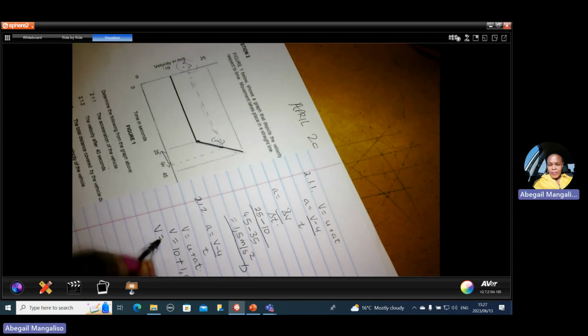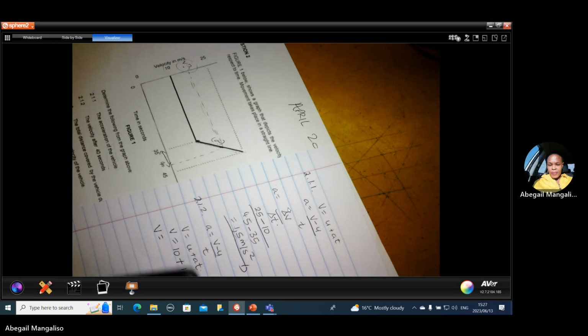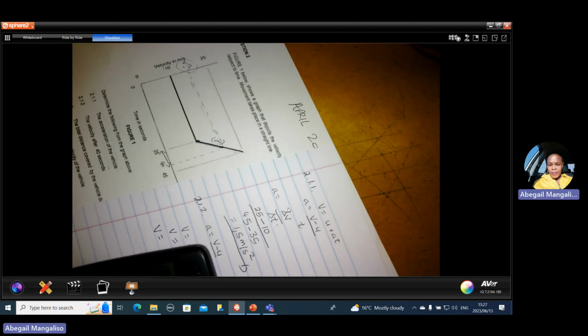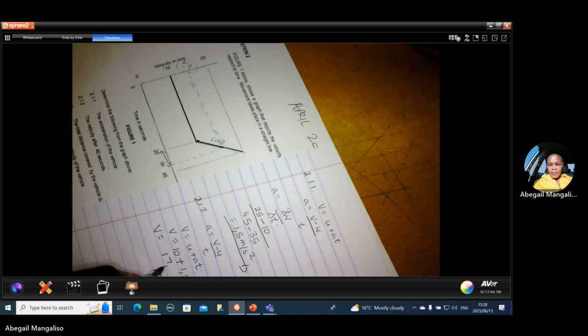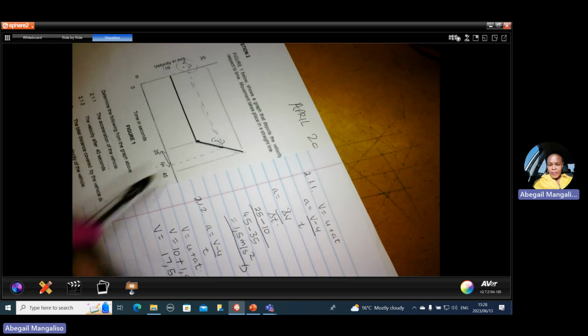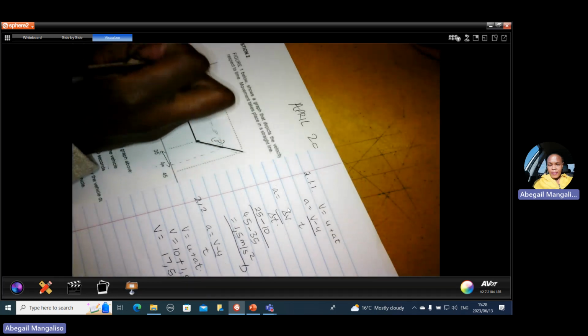So V will be equal to 10 plus 1,5 times 5. 1,5 times 5. The answer is 17,5 meters per second. So it means after 40 seconds, the speed of this vehicle was 17.5 meters per second.